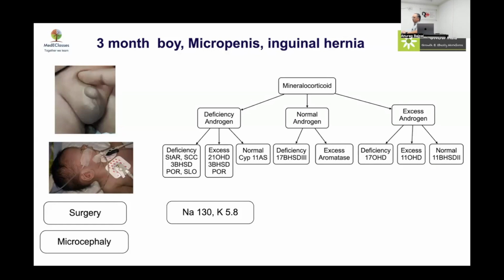So what is the mineralocorticoid status? It is deficient. Next step is to look at androgen. What's the androgen status in this case? Androgen status is low, because there is micropenis, although there is no clear-cut atypical genitalia. So now the next point is that cortisol is also low in this scenario. So what is the likely possibility here?